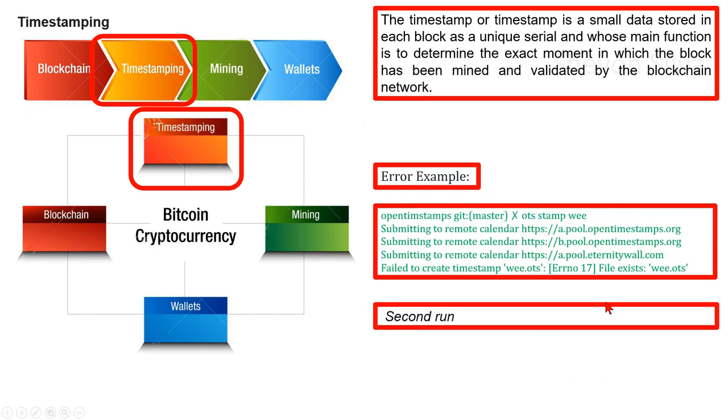Here you can see the error message that occurred in the second run of ots stamp v. Here, submitting to the remote calendar, and here you can see: failed to create timestamp v.ots, error number 17, file exists, v.ots.